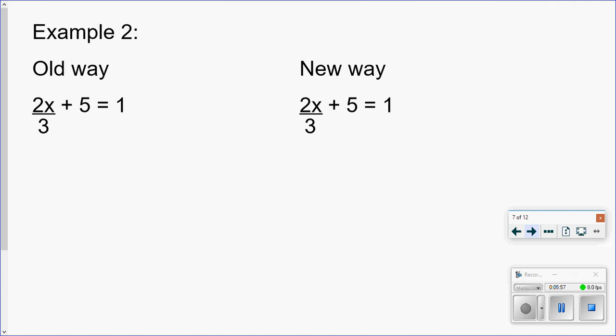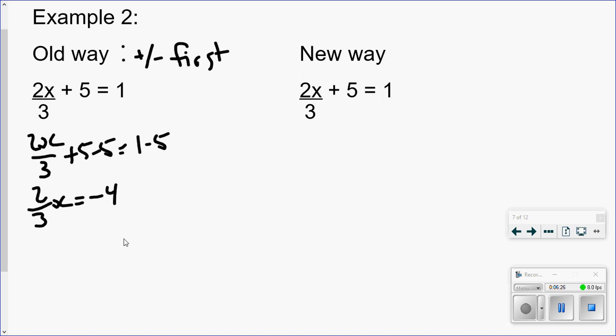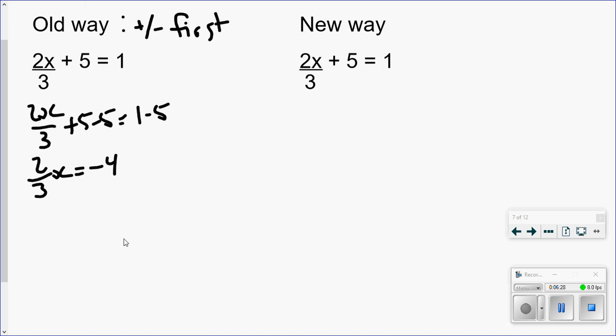The old way. Let's deal with the add and subtract first, in which case we have 2/3 of x plus 5 minus 5 equals 1 minus 5. Notice I'm altering how it's written in here. It really doesn't make a difference, and there's no reason why I switched it. I just did. My apologies if this is messing you guys up.